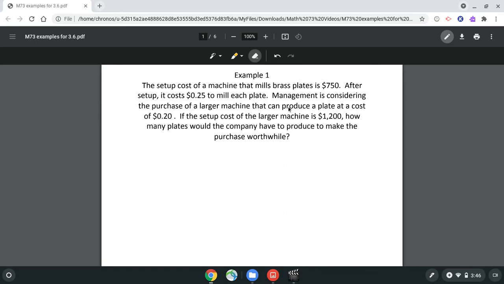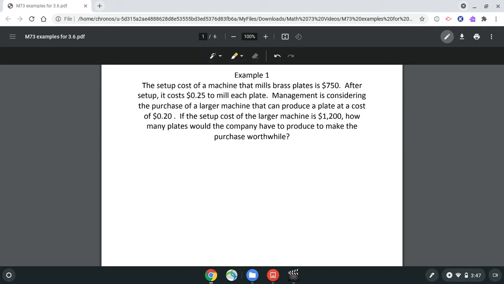Management is considering the purchase of a larger machine that can produce a plate at a cost of 20 cents. If the setup cost of the larger machine is $1,200, how many plates would the company have to produce to make the purchase worthwhile? So we know we're going to need 2 equations here. 3.6 deals with systems of 2 equations. So let's go ahead and do this.